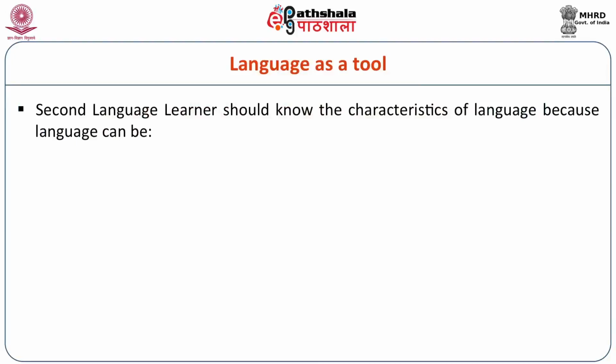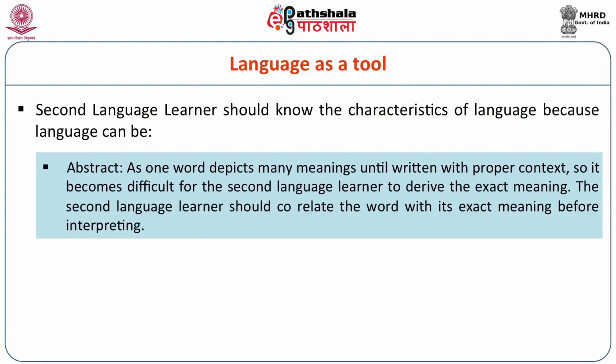The second language learner should know the characteristics of language as well, because language can be abstract or it can be arbitrary. What do I mean by abstract language? One word depicts many meanings until written with proper context. So it becomes difficult for the second language learner to derive the exact meaning. The second language learner should correlate the word with its exact meaning before interpreting.